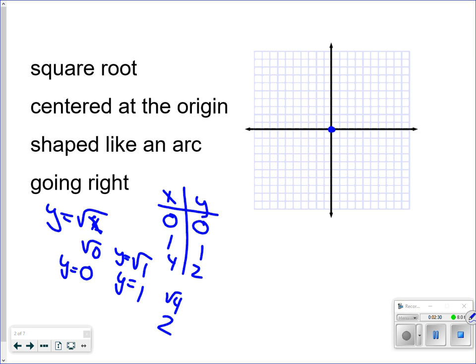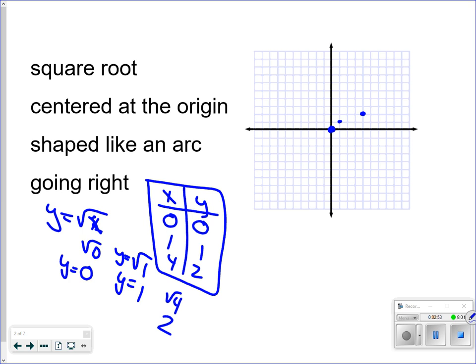Just for purposes of you knowing what this shape is going to look like, I made this little table right here. Okay, so the point 0, 0 is right here. The next ordered pair is 1, 1. And the next ordered pair is 4, comma, 2. So I'm going to go over 4, 1, 2, 3, 4, and up 2. Those are 3 dots that will make up this curve.